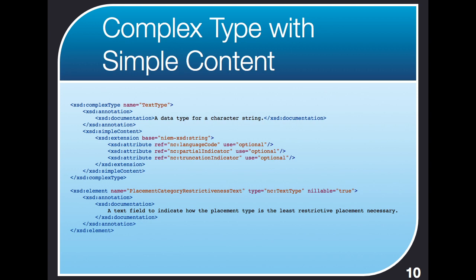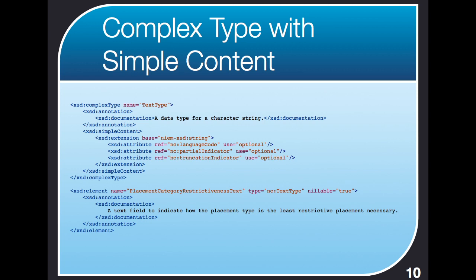And in addition to what proxy adds, it adds a language code, a partial indicator to say that whatever text string this is, it's only partial, it's not the whole string, and a truncation indicator to say that it's been truncated. You know, that happens all the time, right? You have a really long name, you punch it into a limited length field, and it gets truncated. So these are kinds of metadata pieces that can go on top of text type to add additional information about the string that text type actually holds.